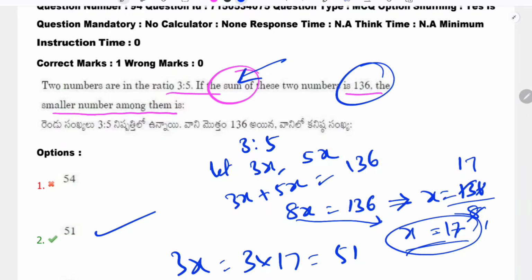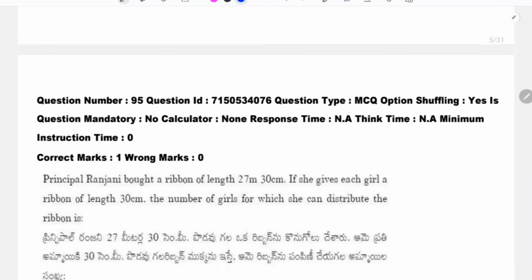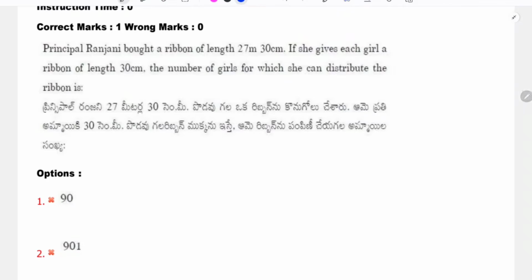51. If the question is, instead of the smaller number, the bigger number, then you have to take 5x. 5 into 17. 17 fives are how much? 85. That will be the answer. Now the next question.